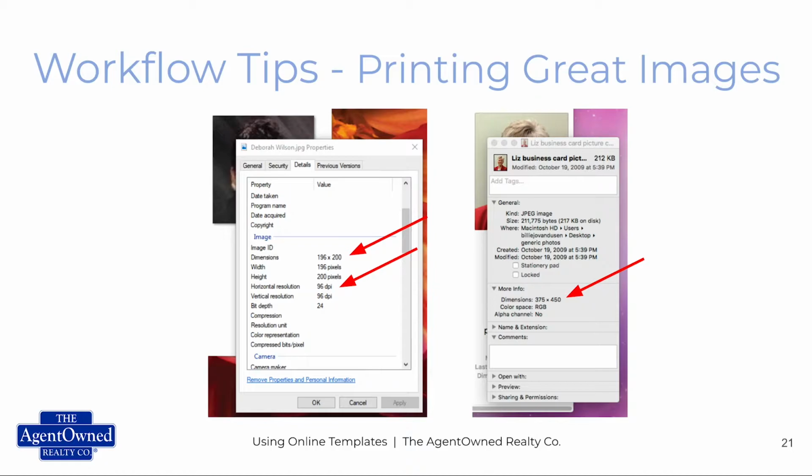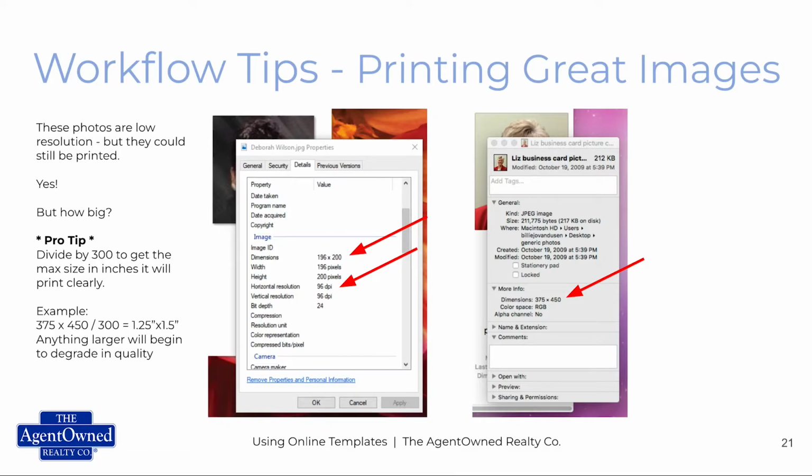So on the left-hand side, you'll see a PC. What we've done is we've found the image, we've right-clicked on it, and we've navigated our way to the details about the image. We can see that the dimensions are 196 by 200. Then if we look down a little bit further at the second arrow, it's 96 dpi. So it is well above the requirements for screen. However, it's not quite where it needs to be for print. But if we look on the right-hand side, we'll see on the Mac, we've got a different setup. You won't necessarily be able to know exactly what the dots per inch are, but we can still use the dimensions to figure out how well it will print.